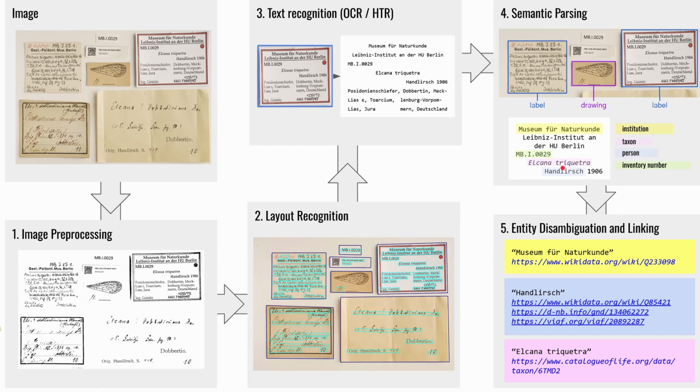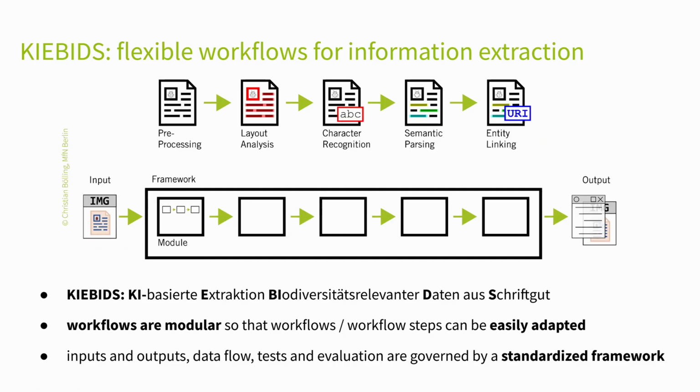And then as a 5th and final step, entity disambiguation and linking. To make maximum use of the extracted data, we would like to link individual entities that occur in the text to identifiers in authority record repositories, like, for example, Wikidata or the VIAF resource for persons, or of course, Catalog of Life for taxon names. So we have these 5 functional steps: pre-processing, layout analysis, character recognition, semantic parsing, and entity linking.